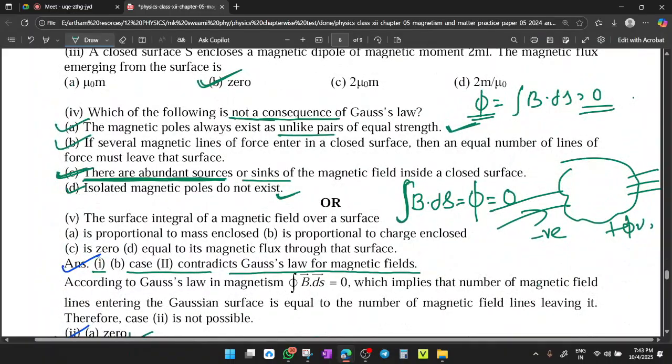So D, fifth question. The surface integral of magnetic field over a surface is equal to its magnetic flux through that surface. However, it is 0 also. Here it is given a surface, not a closed loop. For a closed loop it should be 0, but for a surface it is only magnetic flux. It is not mentioned here about the closed loop. So the answer is only magnetic flux. Clear, beta?